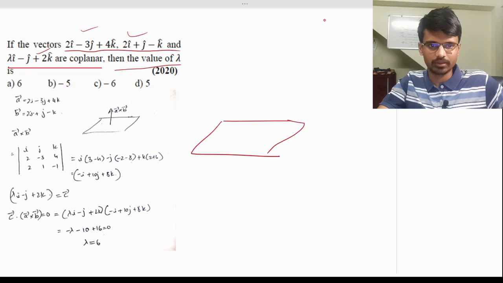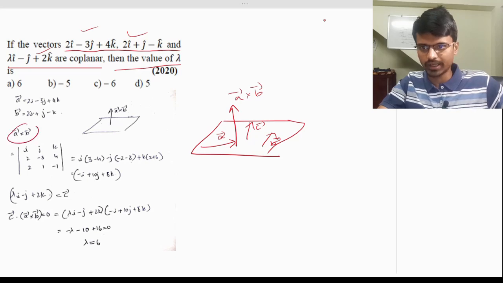Let me call them A, B, and C. Let me call this C. Let me call this B. If I take the cross product of A and B, that vector will be perpendicular to this plane. Everyone agrees? A cross B. So I have found out the A cross B vector. Let us call the first vector as A, the second vector as B, the third vector as C.